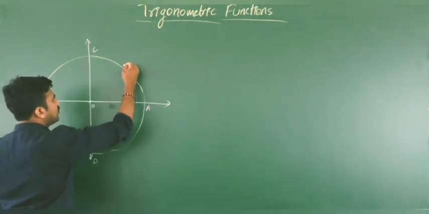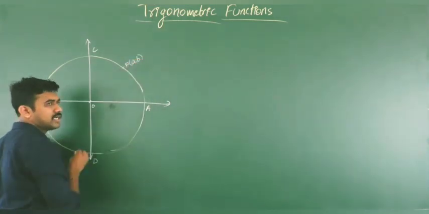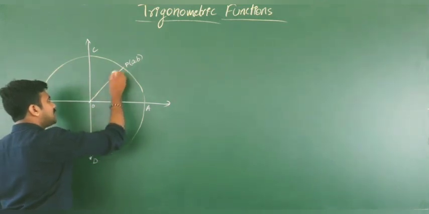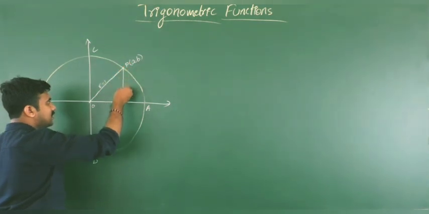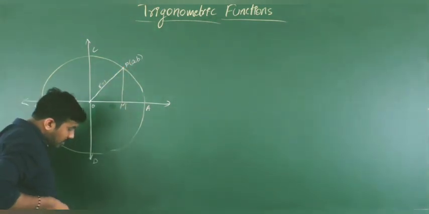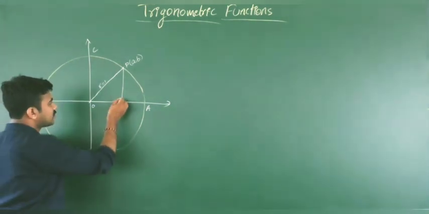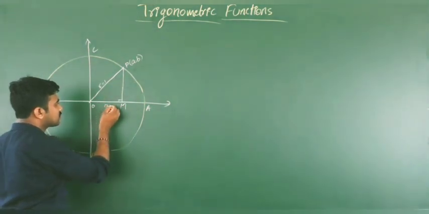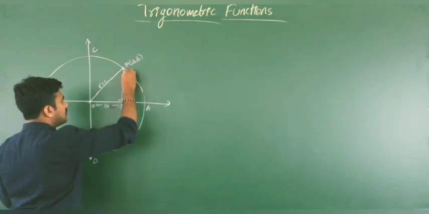Okay. Now let me consider P of a comma b, an arbitrary point on the circle. So if you join O to P, you will get the radius, and the radius, you know, is equal to 1 unit in a unit circle. And if you draw PM perpendicular to the x-axis, then you get a right angle triangle in which the distance from O to M is a and P to M is b.